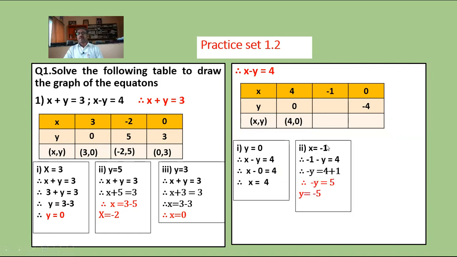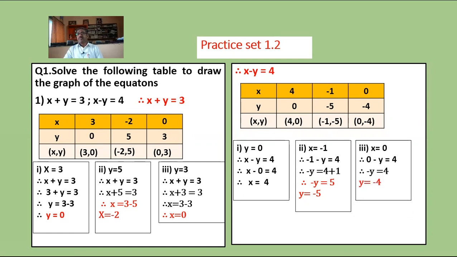When x is equal to minus 1, substitute the value of x is equal to minus 1 in the equation x minus y is equal to 4. Minus 1 minus y is equal to 4, minus 1 goes on the RHS, then we get plus. Minus y is equal to 4 plus 1, minus y is equal to 5, therefore y is equal to minus 5 and we get the coordinate point (minus 1, minus 5). When x is equal to 0, 0 minus y is equal to 4, therefore minus y is equal to 4, y is equal to minus 4 and the coordinate is (0, minus 4).